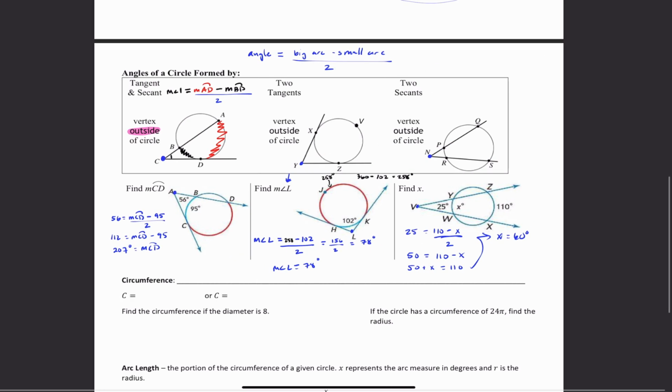So those are our problems that deal with the vertex outside of the circle.